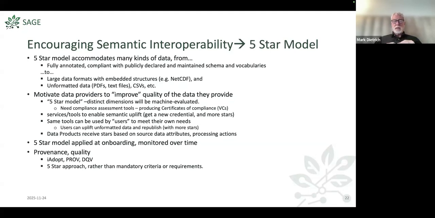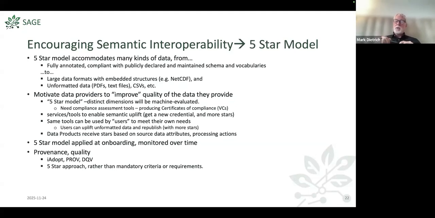Generally, you want to motivate the data providers to improve the quality of the data they provide, to get additional stars, if they do a better job of providing better data. We will assess distinct dimensions of the 5-star model. We're working on that now. It is intended to be machine evaluated. This is not a human in the loop process. That will take too much time, but we will need compliance assessment tools. Some of these exist. Some of them will need to be produced.